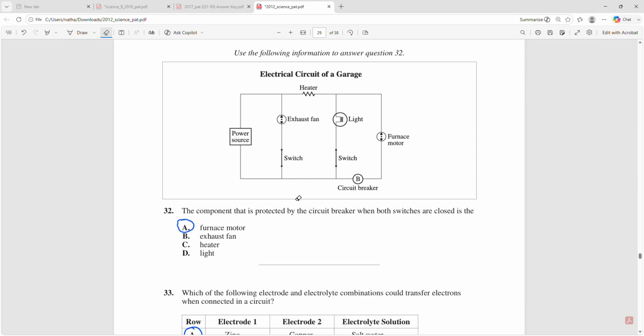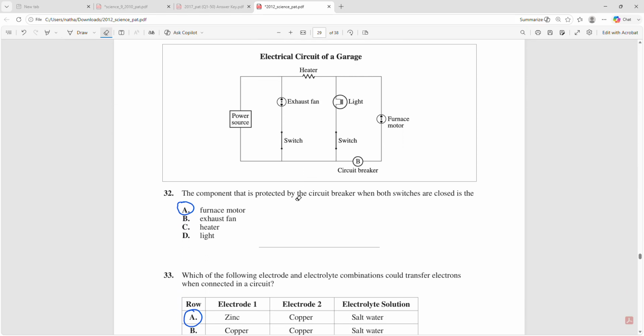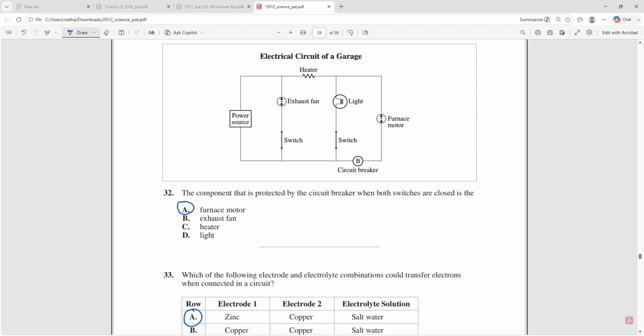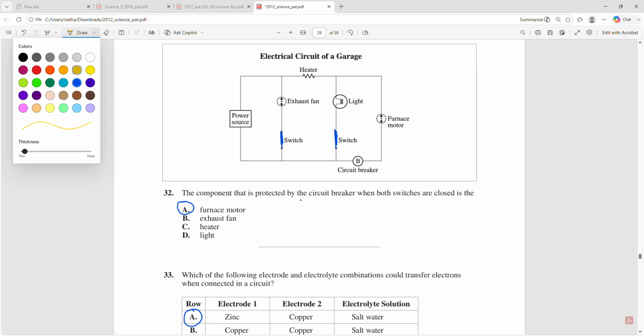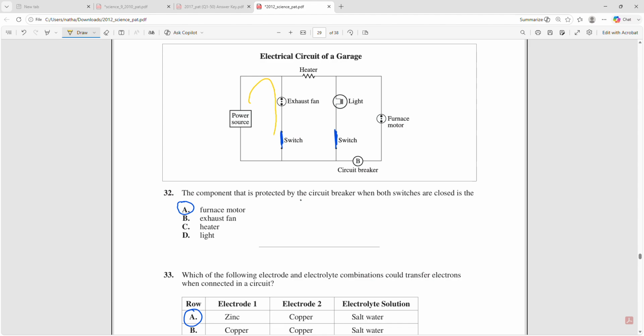Okay, next question. Here's a circuit. We can see an electrical circuit of a garage. It says the component that is protected by the circuit breaker when both switches are closed is the... Okay, here the switch is closed, the switch is closed, so electricity can flow. We've got our power source, and electricity can flow through my exhaust fan. It can flow through this heater, through this light, back to my power source. It can also flow through my furnace motor, through this circuit breaker and back.